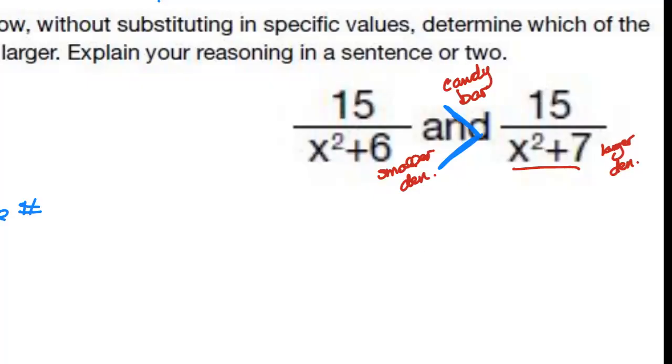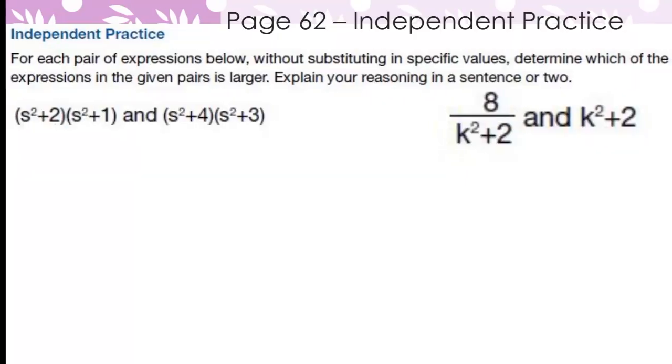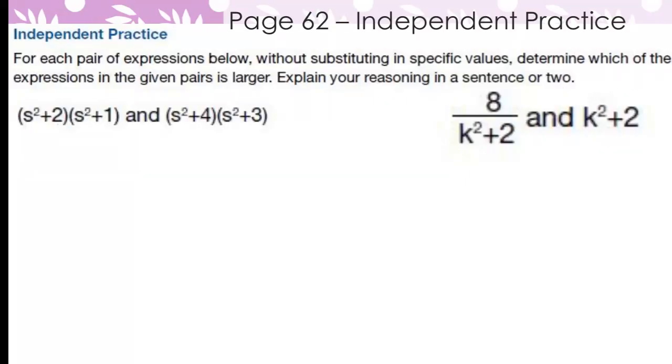Crazy. Okay. Questions on those two? Does that make sense to you? Let's go to the next one. So s squared plus 2 times quantity s squared plus 1, and comparing that to s squared plus 4 times quantity s squared plus 3. Which is larger, the expression on the left or the right?